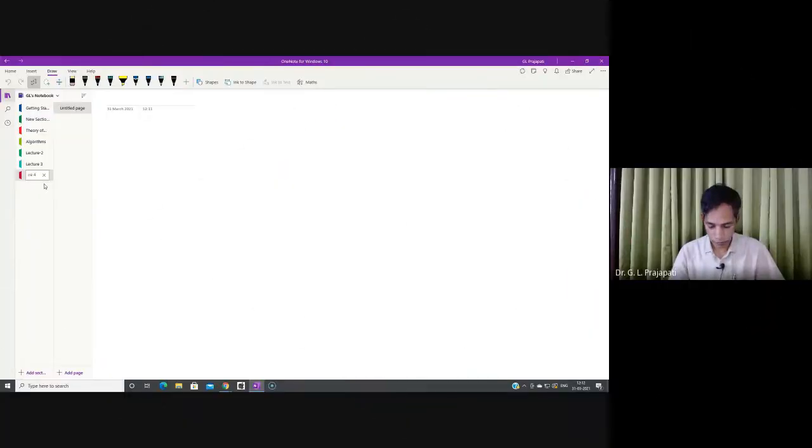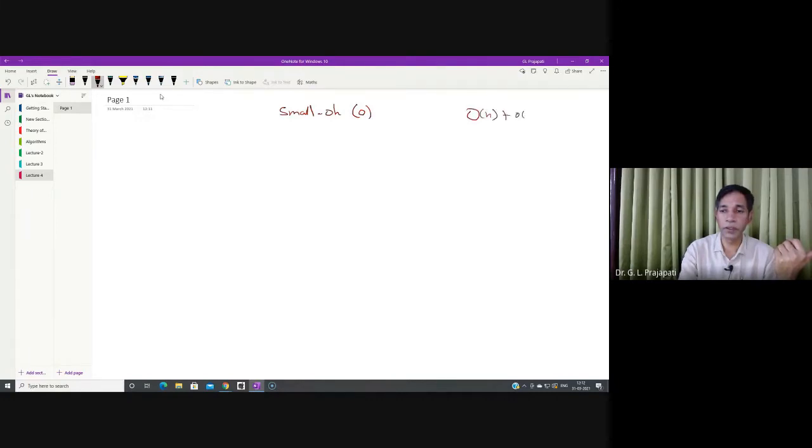Small o and small omega notation. Small o notation. We have seen the big O notation, and in the case of big O notation, we generally write a bigger circle, and for the small o notation, we write a small one. So whenever you are supposed to use the two notations, for example, big O of n plus small o of n.